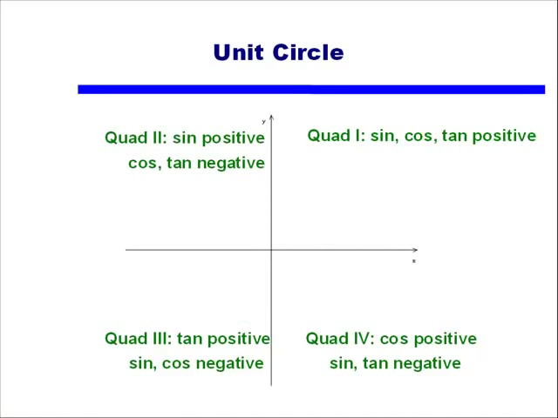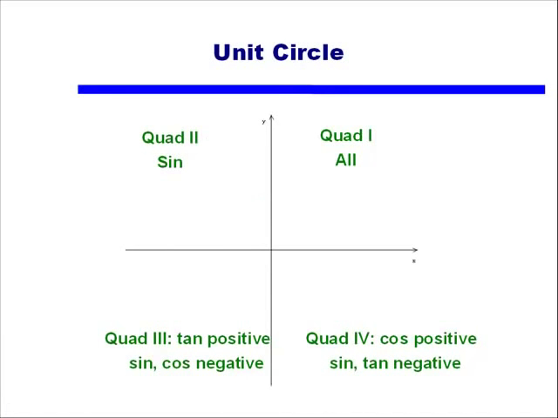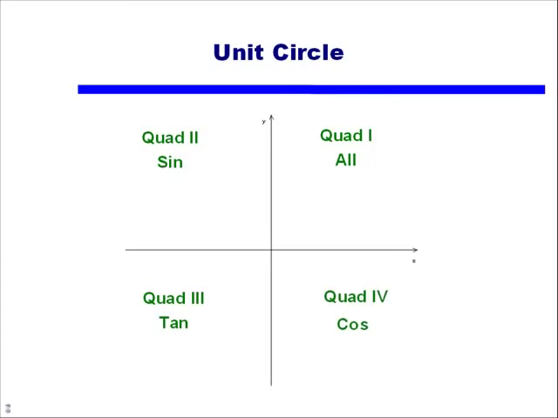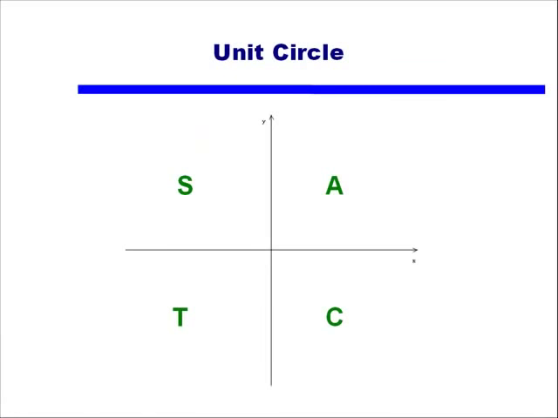If we take away everything and just simplify this, we see in quadrant 1, all trig functions are positive. Our sine, cosine, and tangent are all positive. In quadrant 2, just the sine is positive. In quadrant 3, only the tangent is positive, and in quadrant 4, the cosine is positive. Some students like to remember this by the letters A, S, T, C. Some people use the mnemonic: All Students Take Calculus. So that is, all trig functions are positive in quadrant 1.